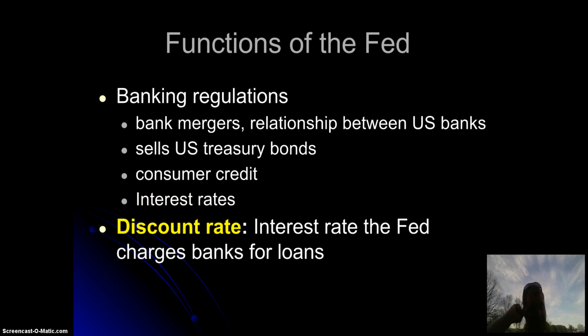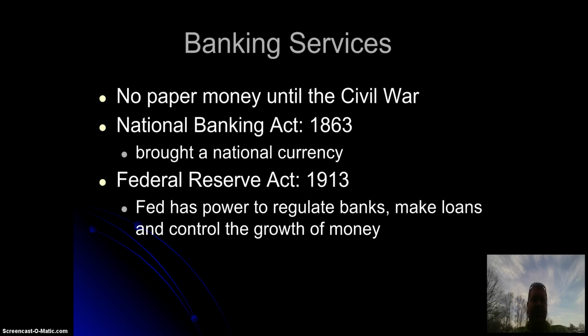Banking regulations: there are bank mergers and relationships between U.S. banks. They sell U.S. Treasury bonds, consumer credits, and interest rates. So this is all what the Federal Reserve System does. They also set discount rates, which is the interest rate the Fed charges banks for loans. That's key. If you can't tell, I put it in there twice, because the interest rates the Fed charges banks for loans determine your interest rates for your own personal use. It's going to determine the interest rates for the car your parents are going to buy for you, the house that you'll buy, the house your parents are living in, and stuff of that nature.